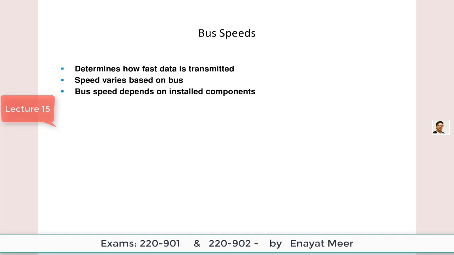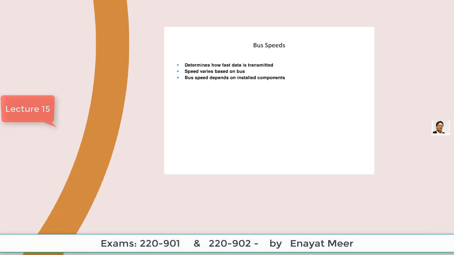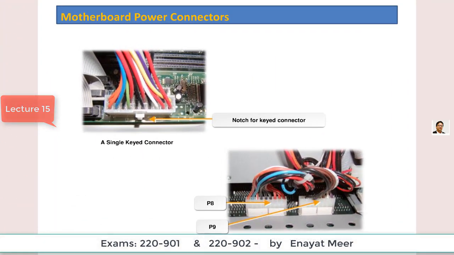Bus speed determines how fast data is transmitted. Speed varies based on a bus, and bus speed depends on installed components. Also, you have to make sure that your motherboard is supported with the components you have added on the motherboard.